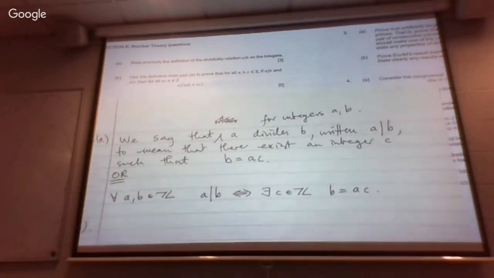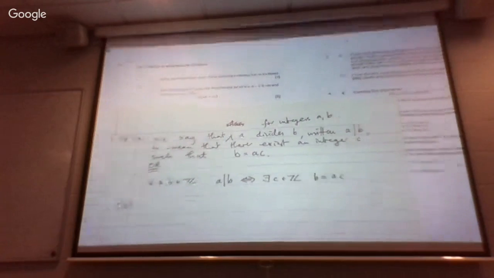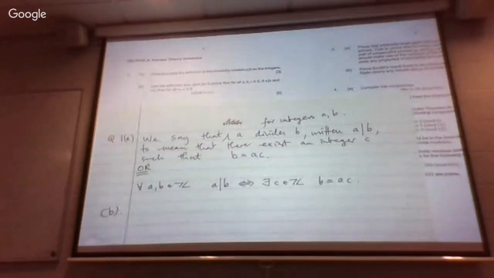Okay. Use your definition from part A to prove this property. If A divides B and A divides C, then for all M and N in Z, A divides the linear combination MB plus NC. This kind of thing is a classic case: you're given assumptions, you're given a conclusion, assumptions go at the top of the page, conclusion goes at the bottom. You have to bridge the gap from one to the other by referring to previous results or by unraveling definitions of concepts in the question.